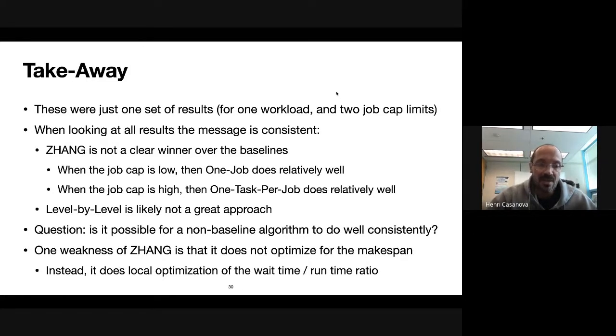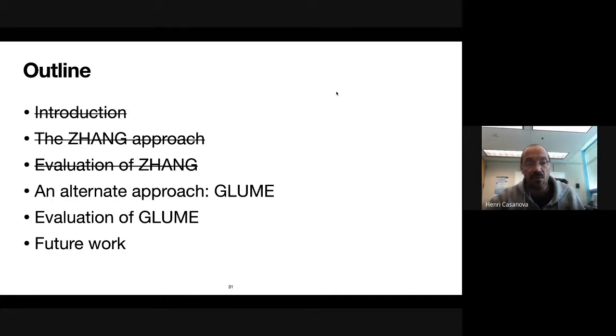There is one clear weakness of Zhang at the conceptual level, which is that it does not attempt to optimize the makespan at all. In fact, it does very local optimization of the wait time to runtime ratio. And yes, a low such ratio is a good sign, but that is still not directly optimizing the makespan. So maybe Zhang is not a bad idea, but it's not optimizing the right thing. And that's what we try to do in our new algorithm.